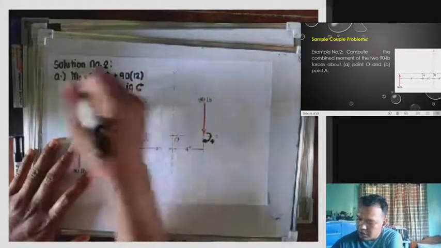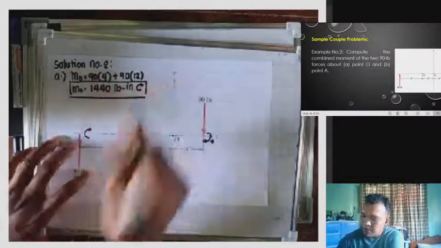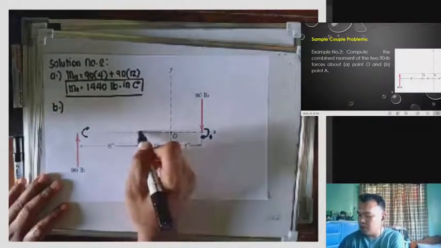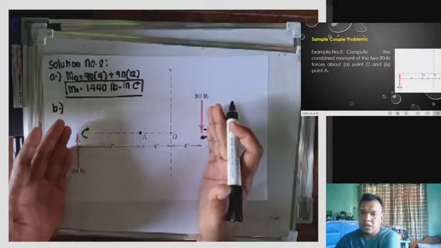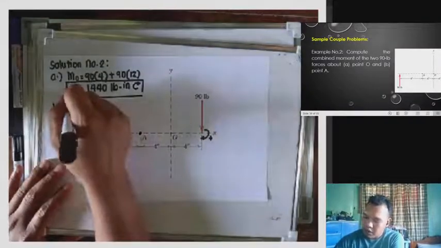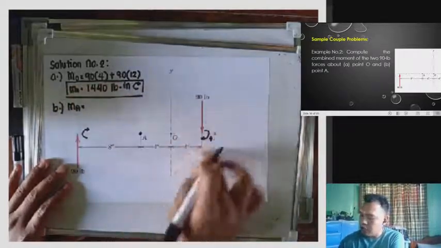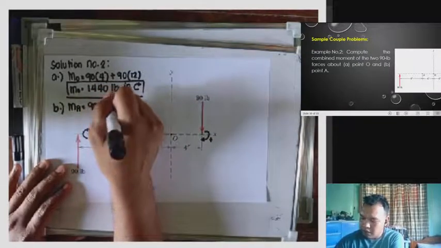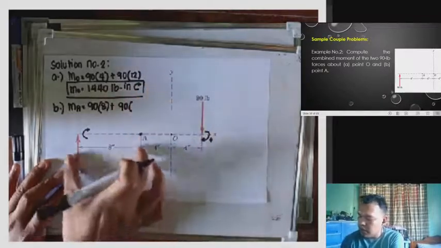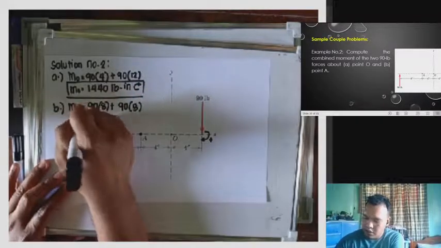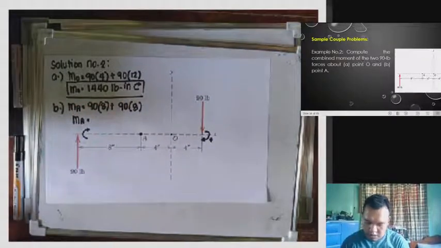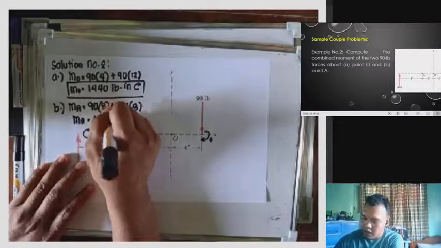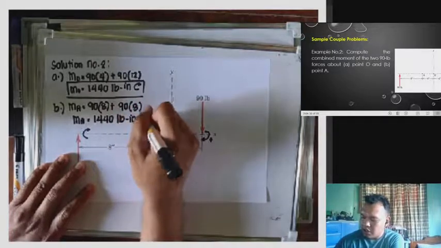Direction is clockwise. Okay? So, letter B question, find the moment at point A. Kung sa point A ka magmo-moment, di ba couple moment naman siya. So, lalabas, moment at A is equivalent kay, ito ulit, ganon. So, we have here 90 times 8 plus 90 times another 8. Therefore, MA is equivalent kay 90 times 8 plus 90 times 8. We have here 1,440 pound inch. Direction is clockwise.